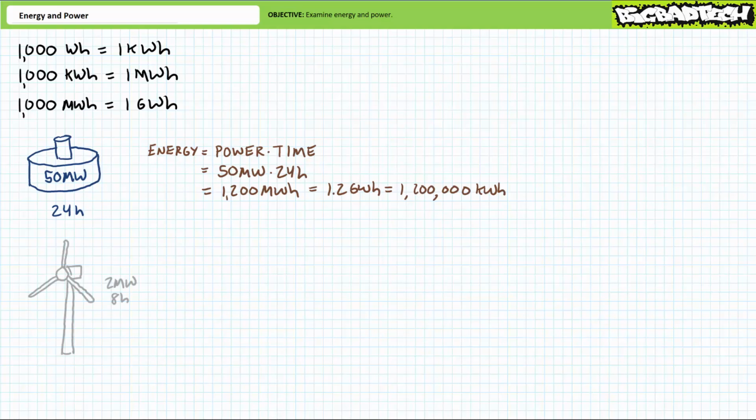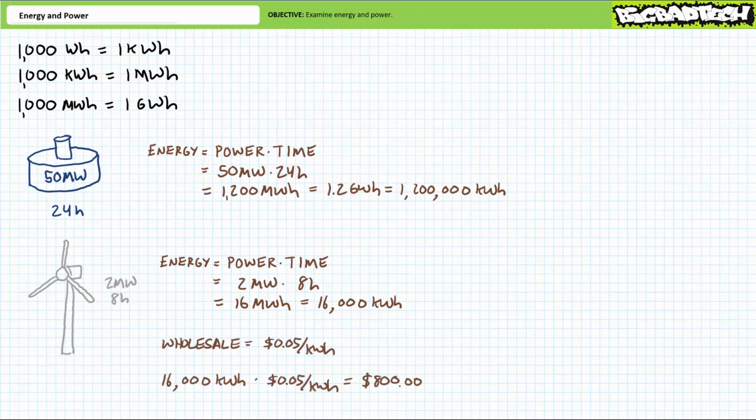Consider a 2 megawatt wind turbine that runs at full capacity for only 8 hours a day. How much energy does it produce? Energy is power times time. 2 megawatts times 8 hours yields 16 megawatt hours, which if you want to put it in terms of kilowatt hours would equal 16,000 kilowatt hours.